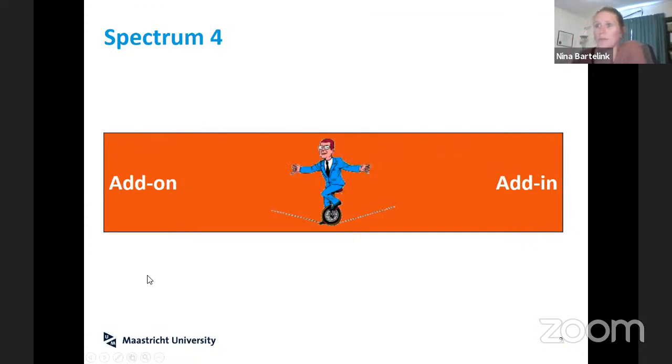The fourth spectrum is about how it fits into the school curriculum. You can add on, or when you lean towards the left side, you add on the interventions. It can be a bit easier to implement, but it often costs more and creates more workload for the teachers. When you lean towards the other side of the spectrum, add in, that's probably much more complex, but it becomes much more integrated into the school curriculum.